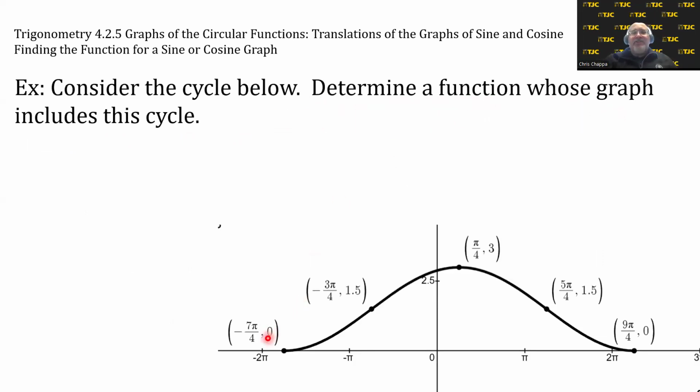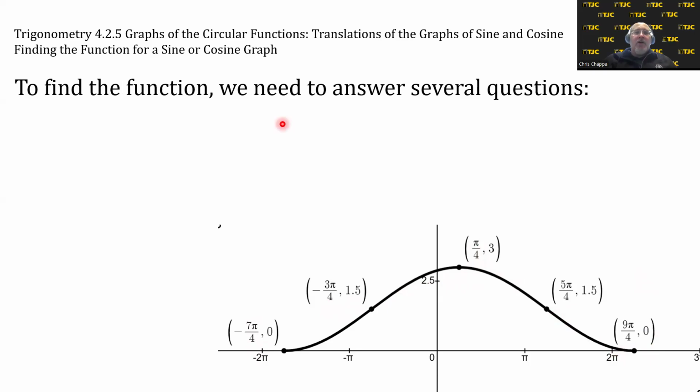For example, let's consider the cycle below. Determine a function whose graph includes a cycle. This curve goes from negative 7 pi over 4 comma 0 to negative 3 pi over 4 comma 1.5, and then pi over 4 comma 3, and then 5 pi over 4 comma 1.5, and then 9 pi over 4 comma 0. To find the function, we need to answer several questions.